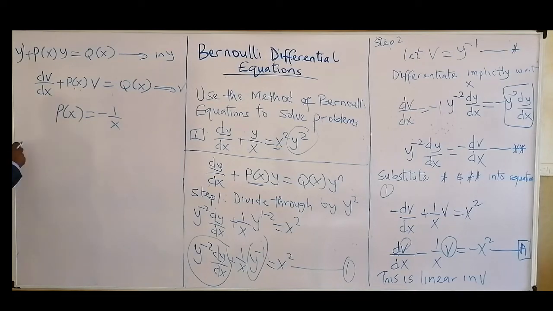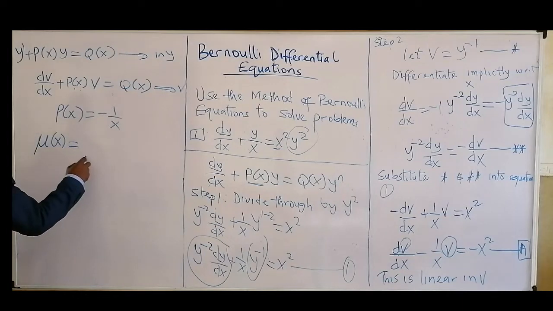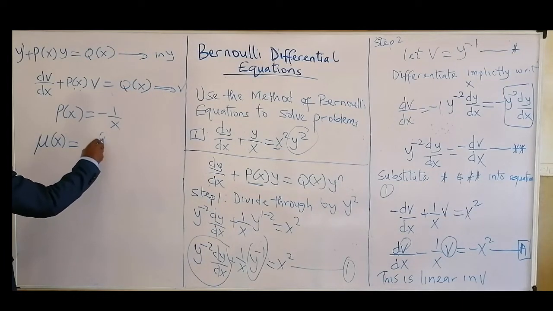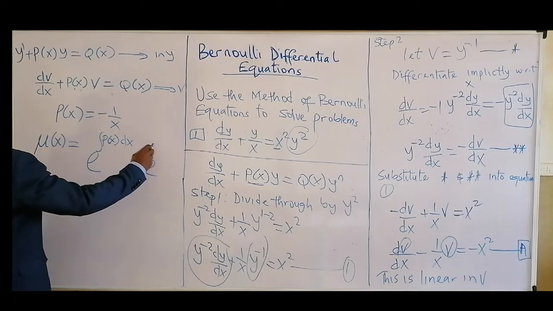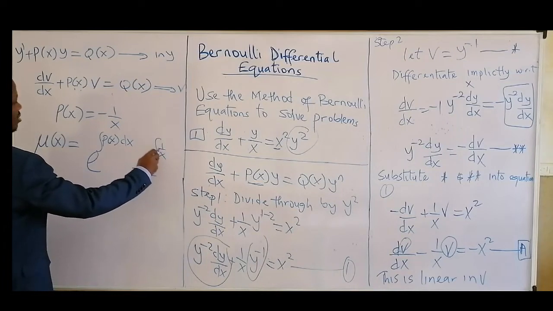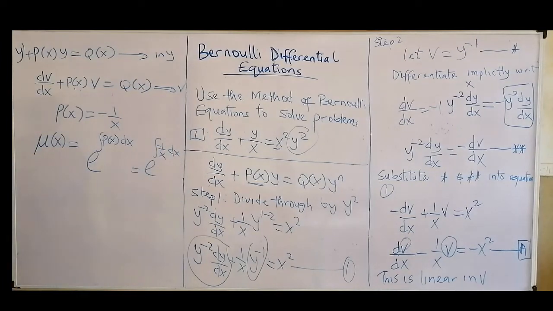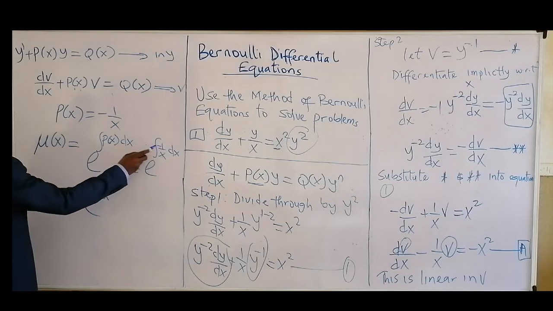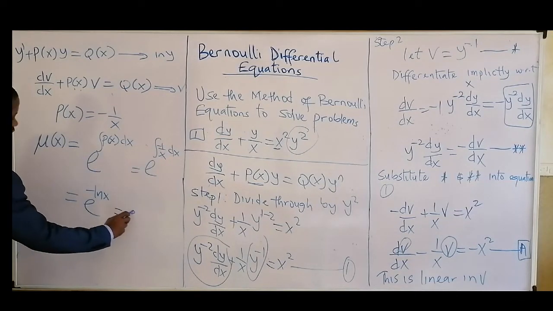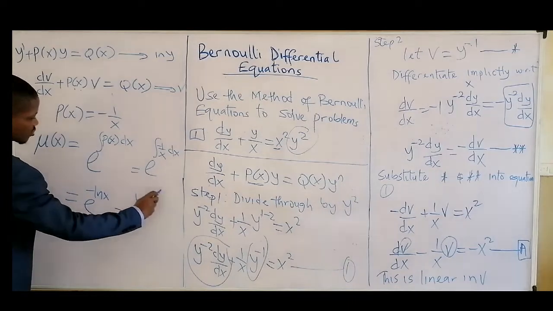Is that clear? Then we can get the integral factor. Get the integral factor, and that will be equal to what? That's a formula, e to the integral of P of x dx, and that's equal to e to the integral of minus 1 over x dx. The integral of 1 over x is what? Ln x. And your minus can be outside the integration. You can take this minus outside the integration. Then you have e to the ln x to the power minus 1.